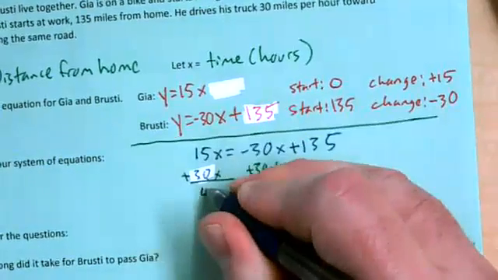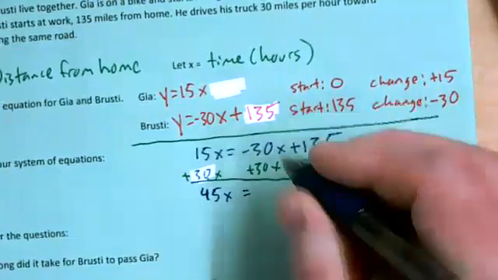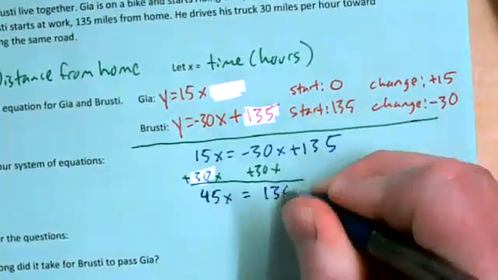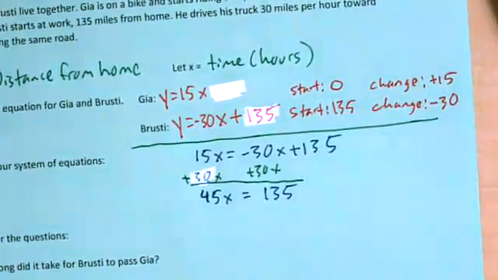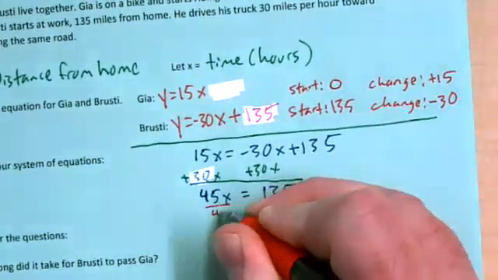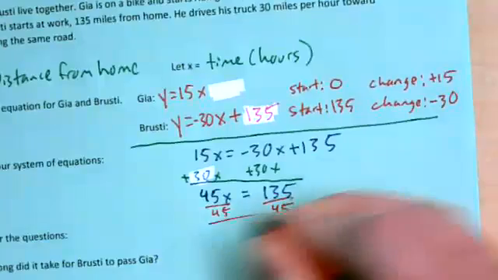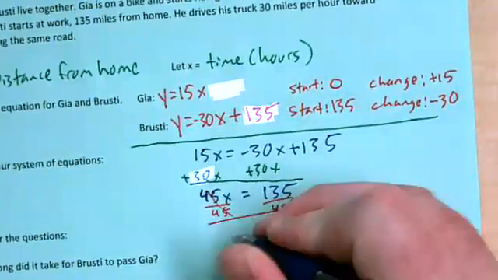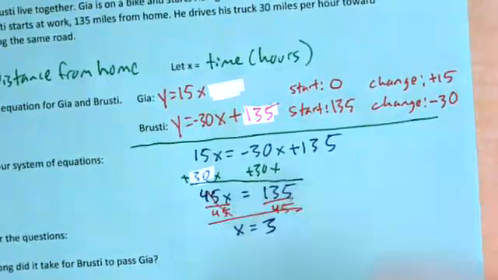15 and 30 is 45. Those cancel, we get 135. One more quick step, we'll divide by 45 on both sides. And 135 divided by 45, I want to say is 3. Someone got a calculator? Is it confirmed? It's 3? Thank you. X equals 3.